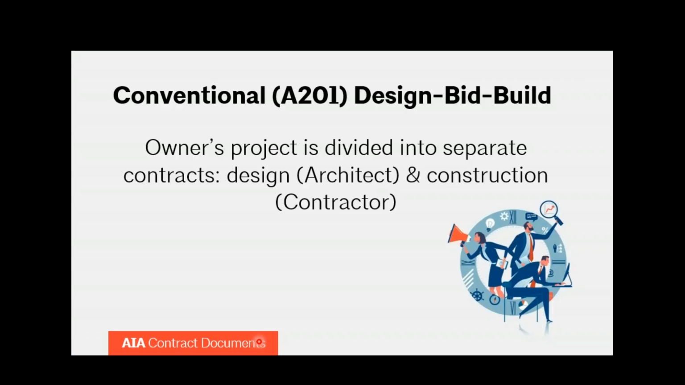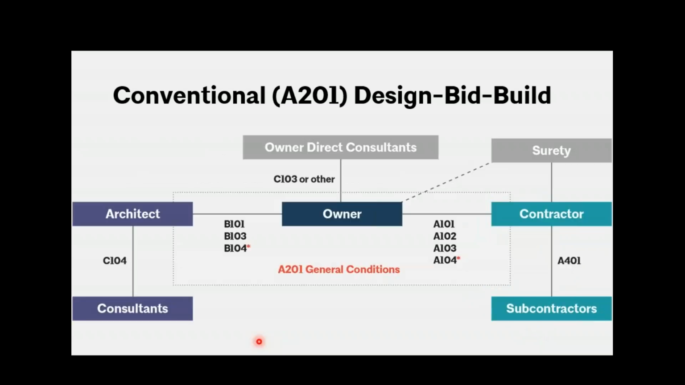So with that, let's get started with our first and most popular family, which is the conventional design-bid-build family that's centered around our A201 document. This is where the owner's project is divided into one contract for the architect and a contract for the contractor, design versus construction. So now Ben's going to go through a diagram that depicts what agreements may be part of this family and how they actually relate to each other.